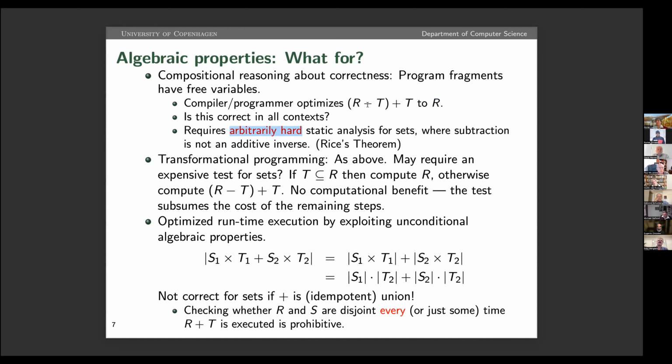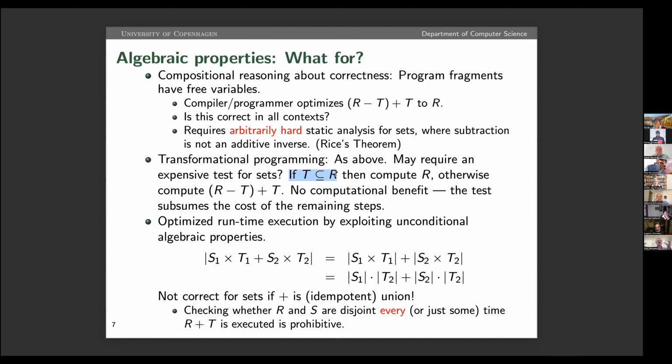So this requires arbitrarily hard static analysis for sets. And it's arbitrarily hard because if it doesn't hold for all R, S, and T, as we said before, then this requires static analysis, and any form of semantics-based static analysis is undecidable. So you're going from trivial, it always holds, to as hard as you want it to be. Also in transformational programming, you'd like to transform this program and replace it by R. But if you don't know whether T is a subset of R or not, you can't really rewrite it.